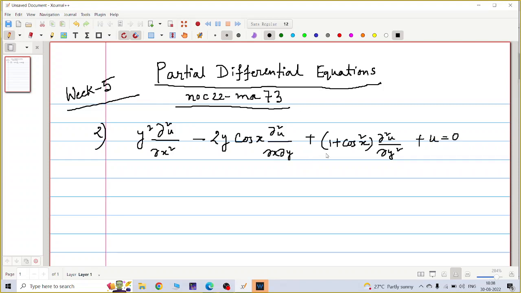So as you know, for a PDE you have to compare it with the general form and find b square minus ac. If b square minus ac is negative, then it is of elliptic type. So I will compare this with the general form of the PDE, where A is the coefficient of uxx, B is the coefficient of uxy, and C is the coefficient of uyy. Let me write what A is here. A is my y square.